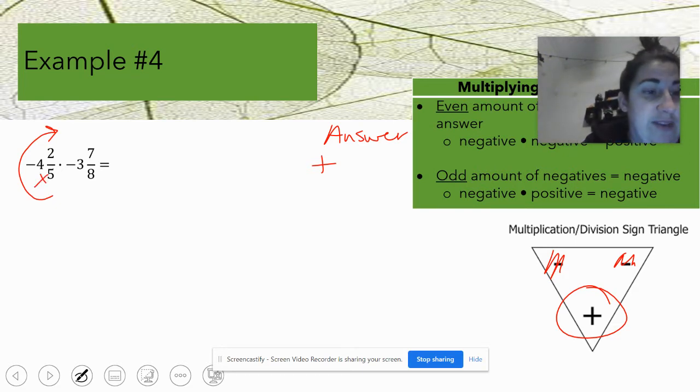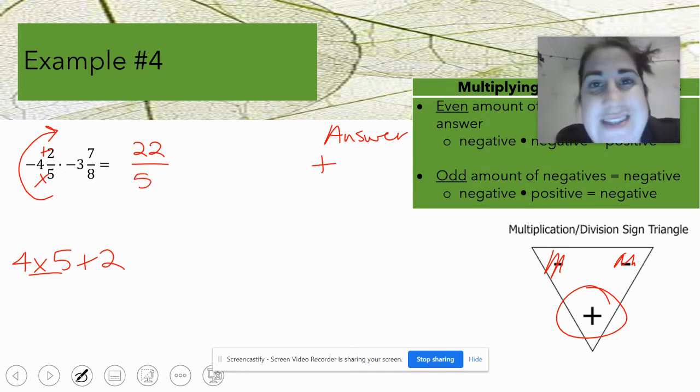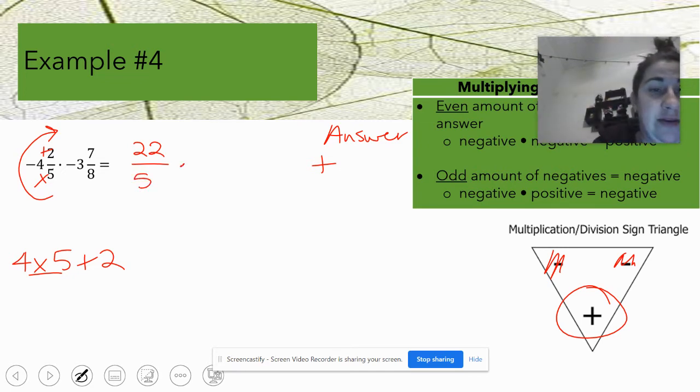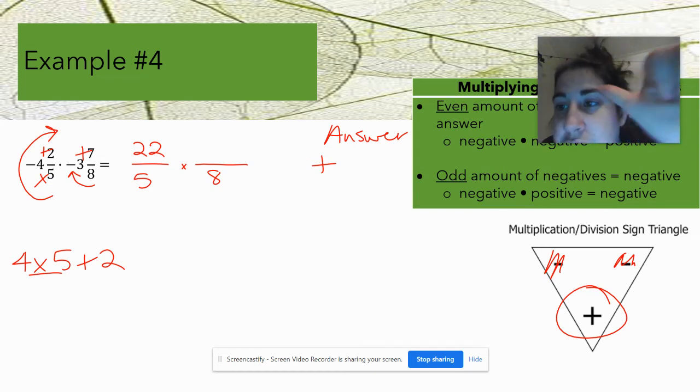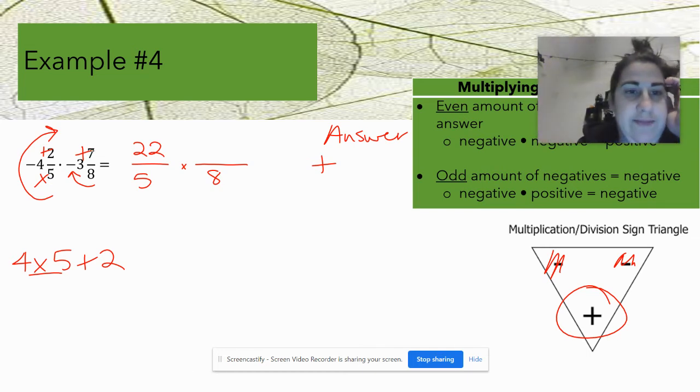So 4 times 5 plus 2, right? This gives me 20, and then plus 2 is 22. And then my denominator is always 5. So it's just the same thing. I don't change the denominator. So now on this side, my denominator is going to stay the same. I do 8 times 3, which gives me 24, plus 7, 31.